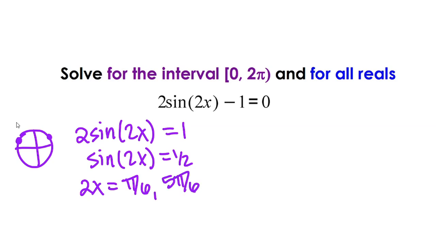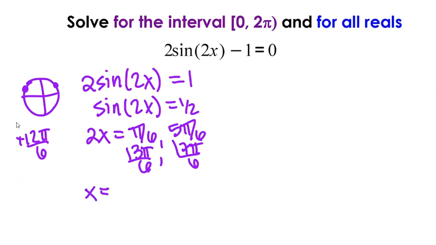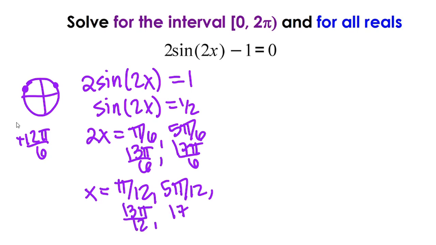For the interval, we have to add our 2 additional answers to get 13 pi over 6 and 17 pi over 6, and then we divide by 2 to get all the answers that are in the interval. So it's going to be pi over 12, 5 pi over 12, 13 pi over 12, and 17 pi over 12. And that's it.